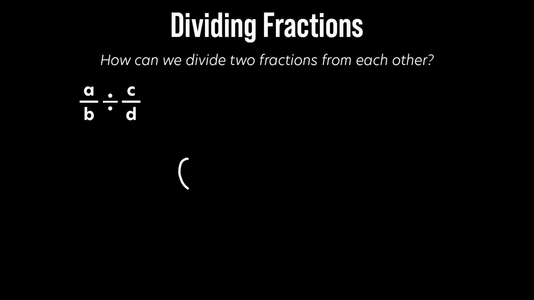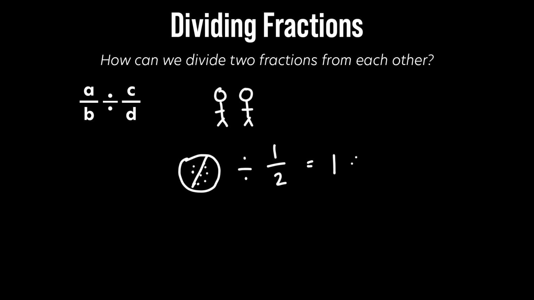Let's take the cookie example again. Here we have two kids that we want to split the cookie among. And so we want to divide the cookie by 1/2 so that we can split up the cookie into two parts to give one part to each child. This would be equal to 1 divided by 1/2, and this happens to be 2. Because we have two 1/2 segments, each one goes to each kid.